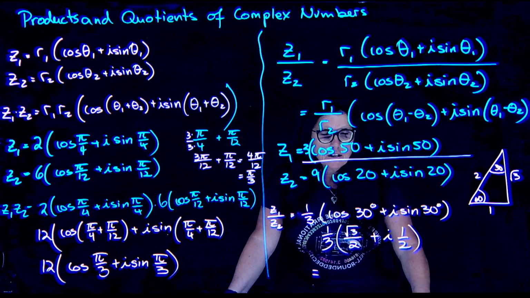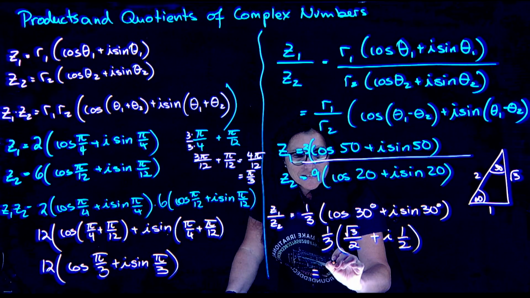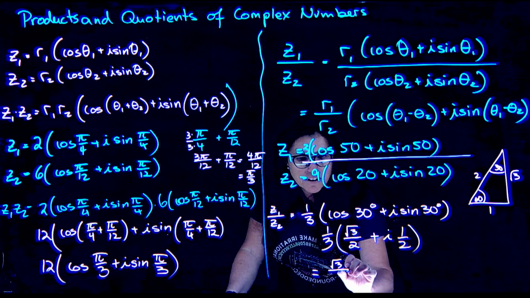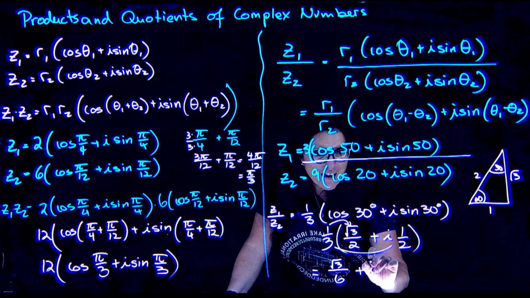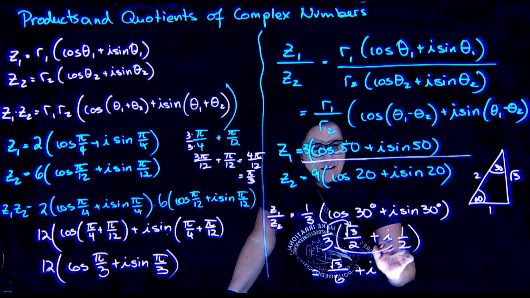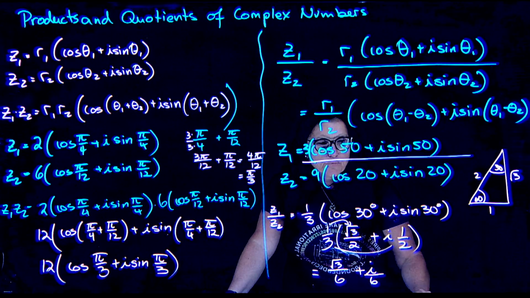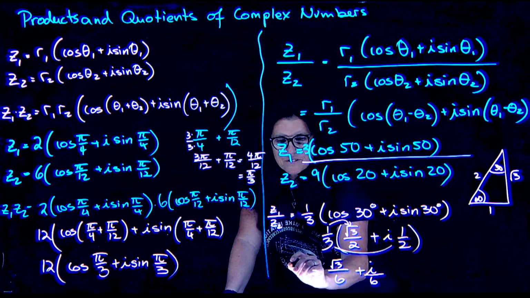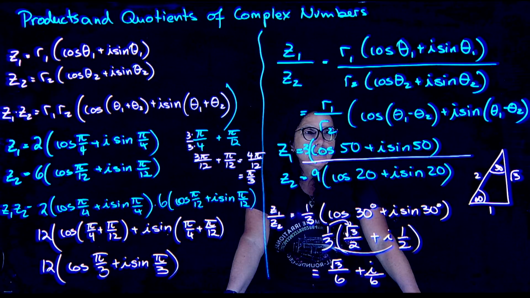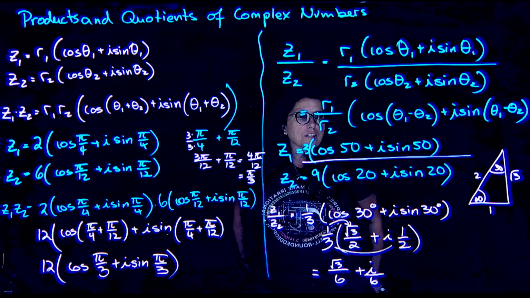So the complex number in this case is the square root of 3 over 6 plus I over 6. 1/3 times 1/2 is 1/6, and that is our complex number. That's how you multiply and divide complex numbers.